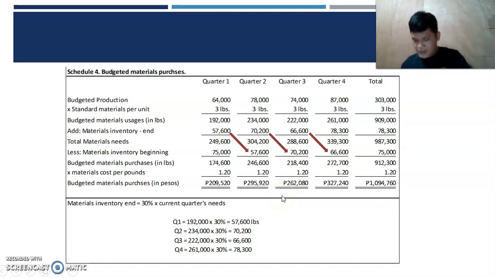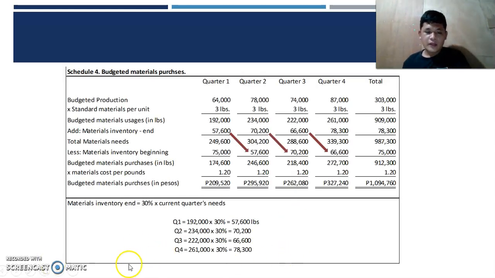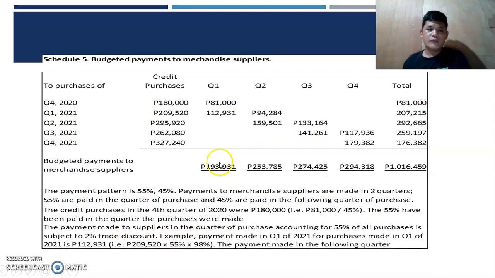So, next is requirement number 3. So, schedule 5, that is budgeted payments to merchandise suppliers. So, dito class di ba ito yung materials purchases natin? Itong mga purchases natin, inutang natin ito sa mga suppliers. And then ngayon, sa schedule number 5, ang gagawin natin, ilan ba dito yung kailangan nating bayaran? So, ito na yung computation. So, purchases.